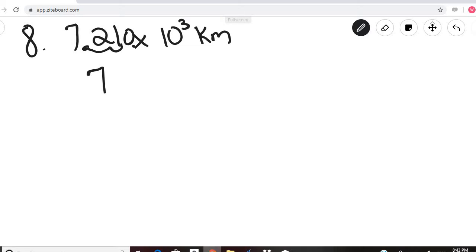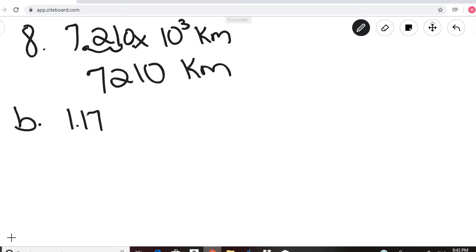So 7,210 kilometers. And we had 3 significant figures up there, and we have 3 significant figures in our answer. Okay, B, 1.17 times 10 to the negative 5 milliliters.